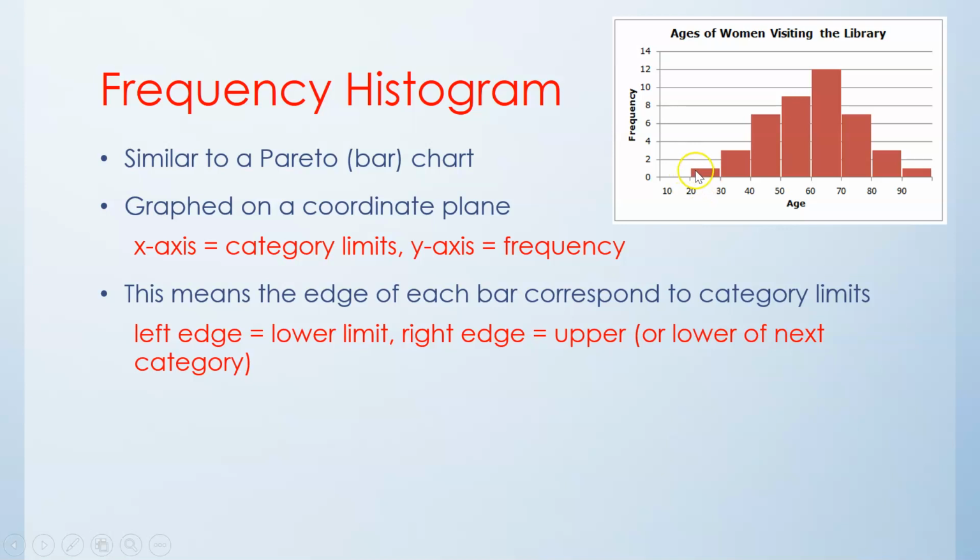So like here, this first category starts at 20 and goes up to just a shade less than 30. Now, because we are talking about ages, you could reason that this is 20 to 29, but that's not how I graph it, because I don't want any holes in my categories, and I don't want any holes in my bars. So this is 20 to just a shade less than 30, 30 to just a shade less than 40, and so on.